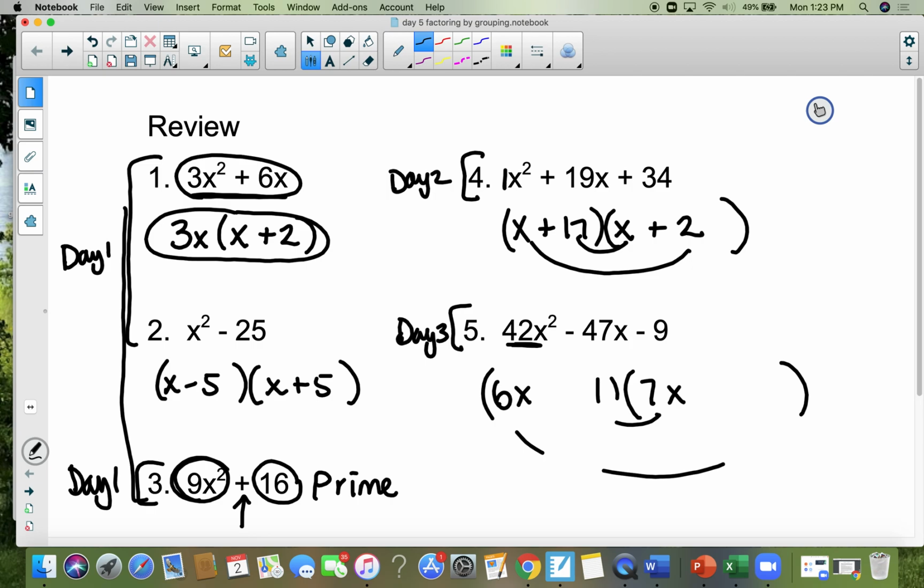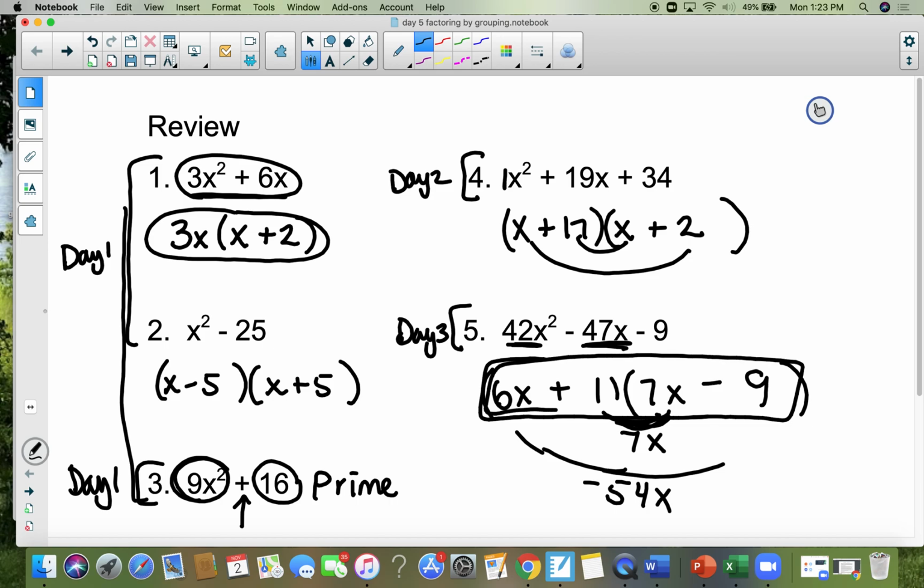I'm going to put the 1 here and the 9 here. Well, this makes 7x, a positive. And this out here makes 54x, a negative 54x. And a negative 54x and a positive 7x gives us a negative 47x, so we did it right. So these were the first 3 days of factoring. And this one is just playing around using your eraser and trying different combinations to come up with the middle term.